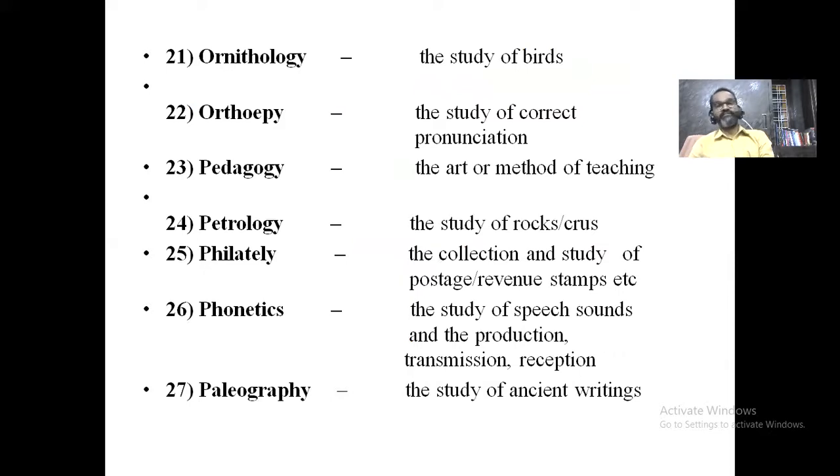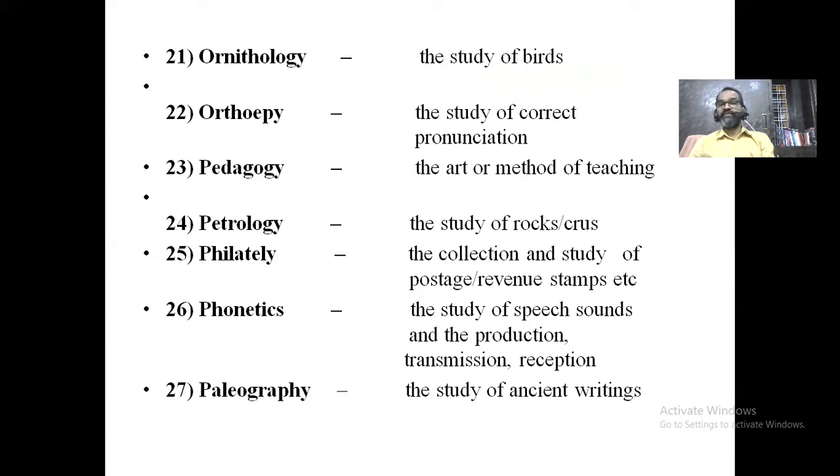Ornithologists are there, so that is also one study. There are many things to learn. Ornithology is the study of birds. The person, the scientist who studies that is called an ornithologist. So ornithology is the study of birds, and the person who studies that is called an ornithologist, right?